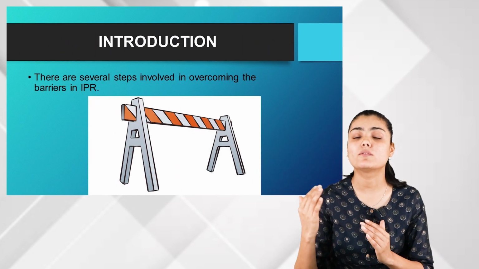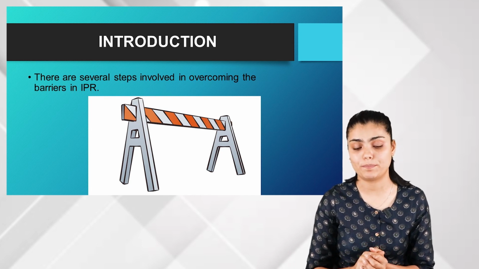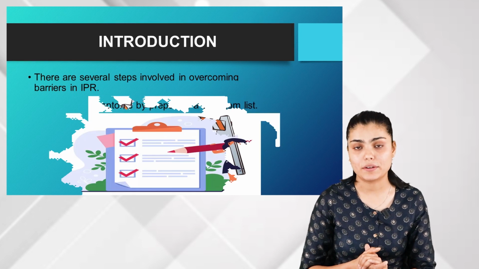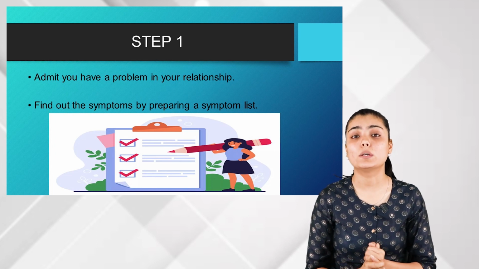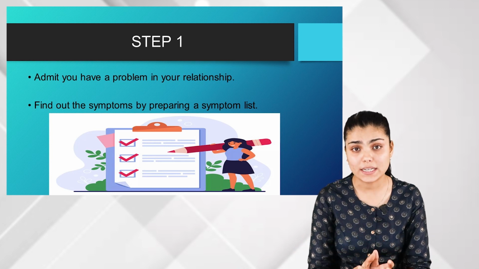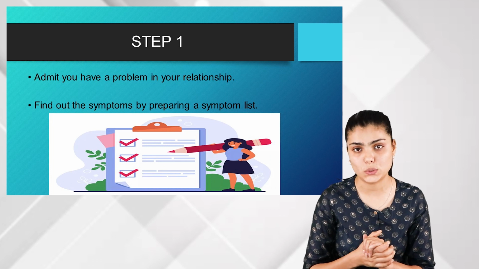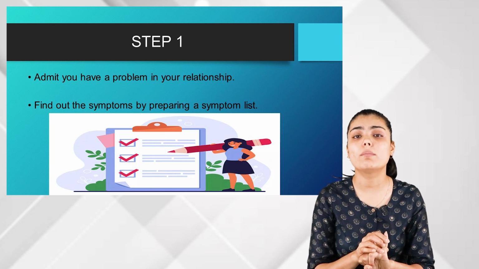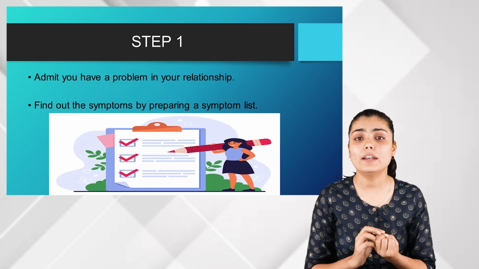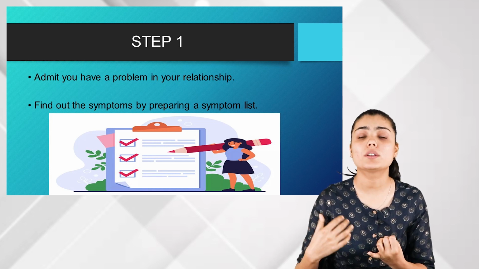There are several steps involved in overcoming the barriers that are seen in an interpersonal relationship. So we will see step by step the different ways to overcome those barriers. The first step, or step one, includes admitting that you have a problem. In the first step, we have to admit that there is a problem going on in our relationship. Admitting that there is a problem between two individuals or in maintaining the relationship is the first step in overcoming the barrier.